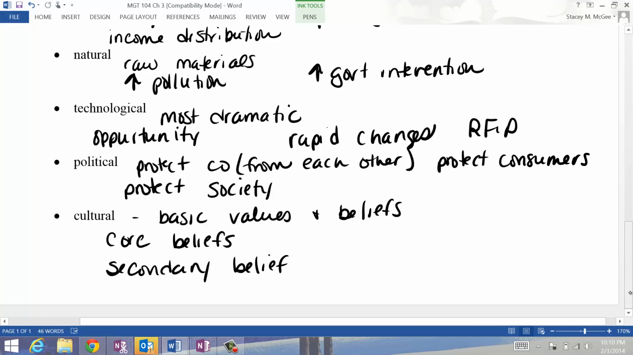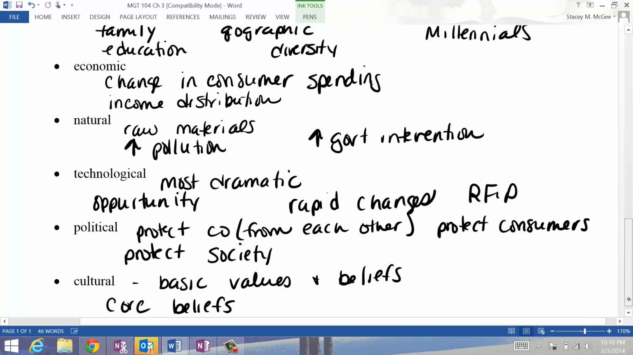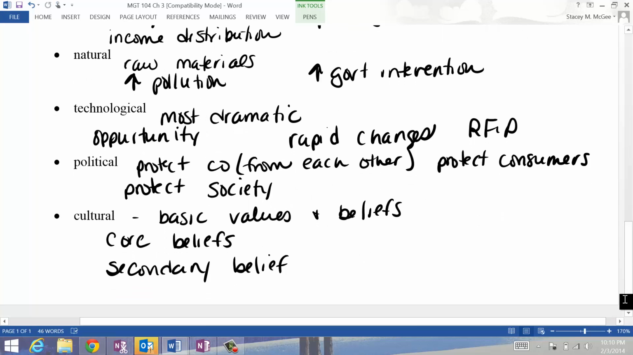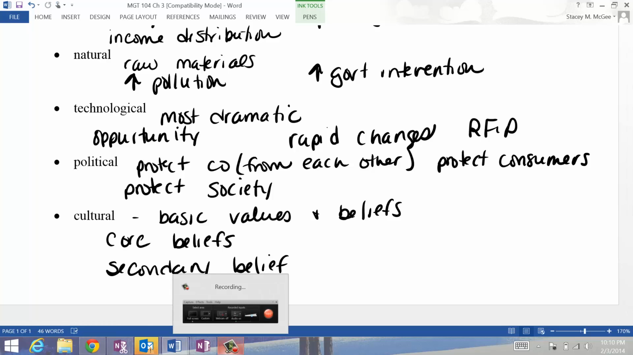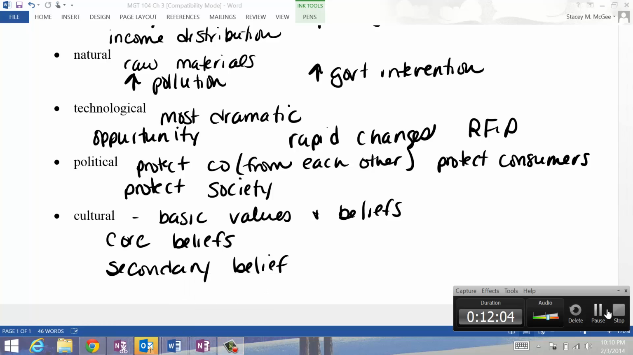And so marketers will look for shifts in cultural values, again, the core doesn't change, but especially in the secondary beliefs. So that's a summary of both the micro and the macro. Hopefully I kept this one a little bit shorter than the last one. Yep, 12 minutes, that's not bad.